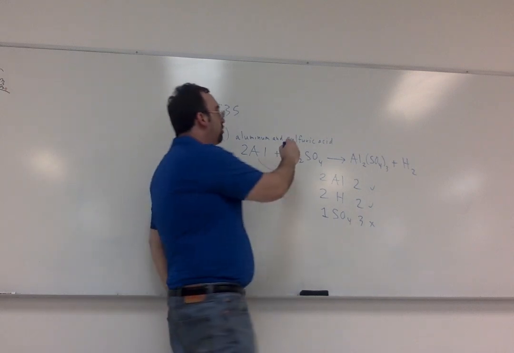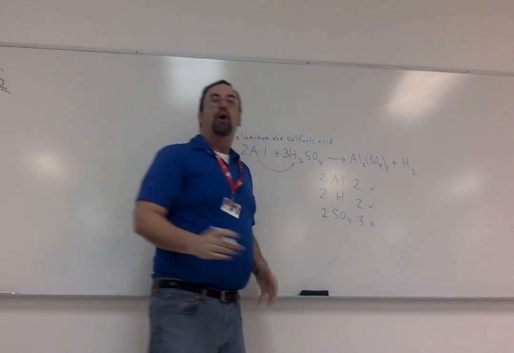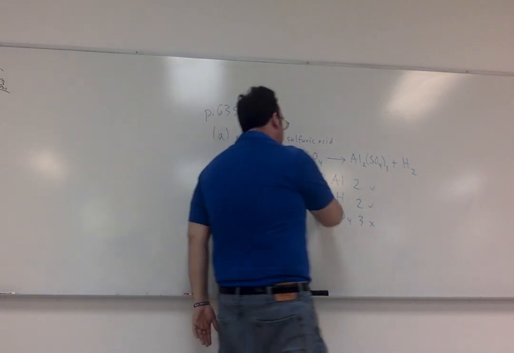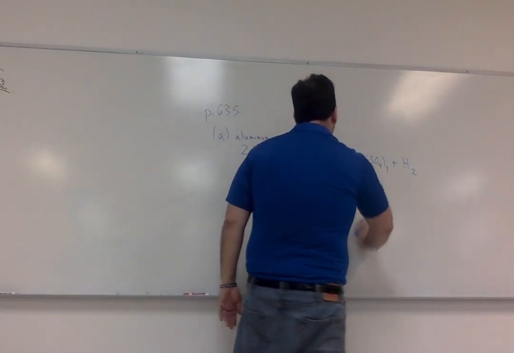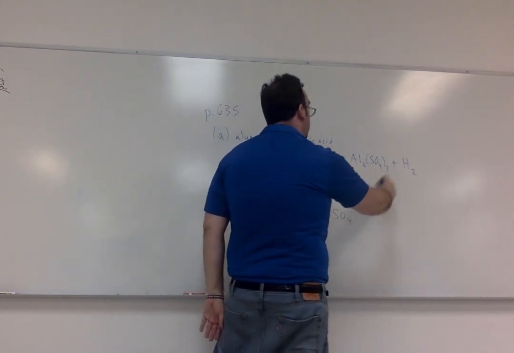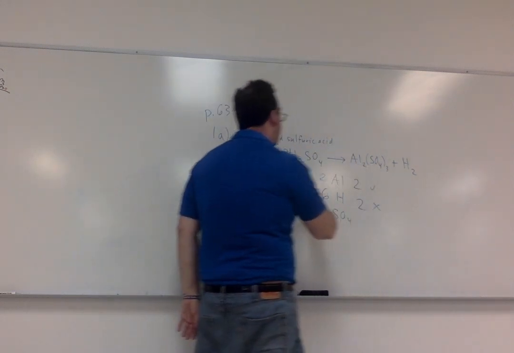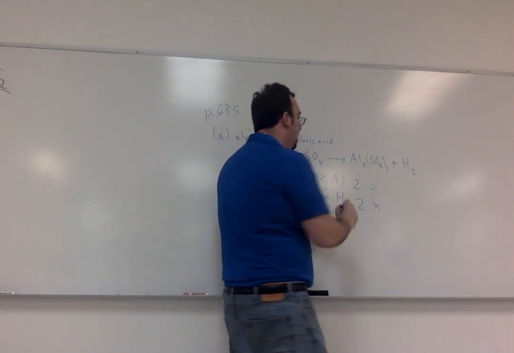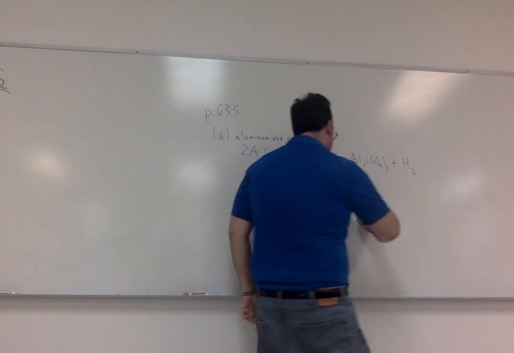So we need to put a 3 out in front of here. But of course, by doing that, we also change the number of hydrogen ions. And so now we have a total of 3 times 2, which is 6 hydrogens here, and only 2 on the product side. However, we now have 3 sulfates on the reactant side, and we also have 3 sulfates on the product side.